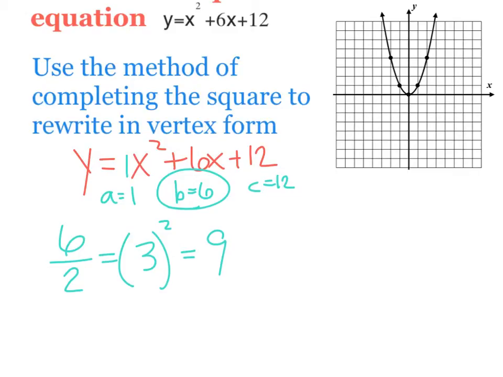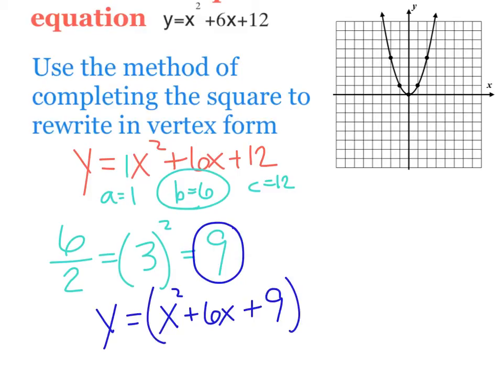Now it says we're going to take this number and add it to the first 2 terms. So y equals x squared plus 6x. We're going to add it, wrap those up in parentheses, and then subtract it. And then we'll keep that plus 12 on the end.